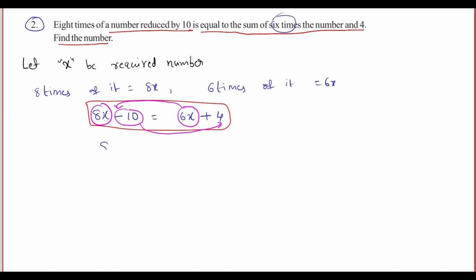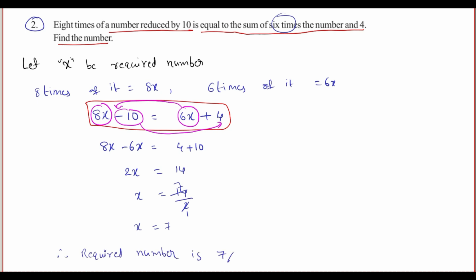So 8x minus 6x is equal to 4 plus 10. So 8x minus 6x, that is 2x, is equal to 14. From this, x is equal to 14 by 2. 2 ones are 2, 2 sevens are 14. So from this, what we got? x is equal to 7. Therefore, what is our required number? Therefore, the required number is 7.